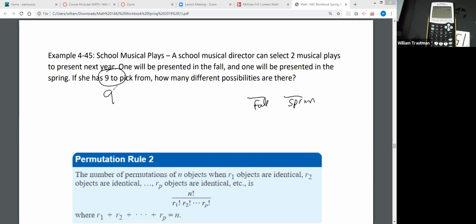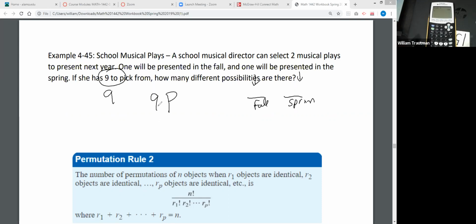Now, does order matter? This is actually a tough one. Order does matter here because we have a fall play and then we have a spring play. If they didn't label these spots, then it wouldn't matter which play you put first or second. But there are certain plays that you should only do in the fall, I guess, and certain for the spring. Since they labeled each of these spots, the order matters. We want a fall play and we want a spring play. So once again, this is a permutation, order matters.